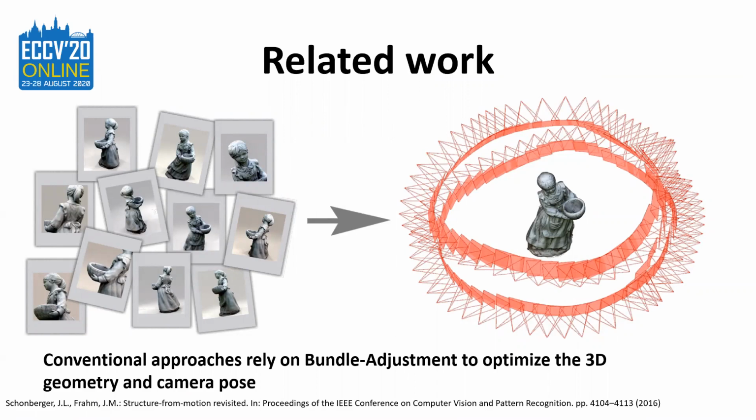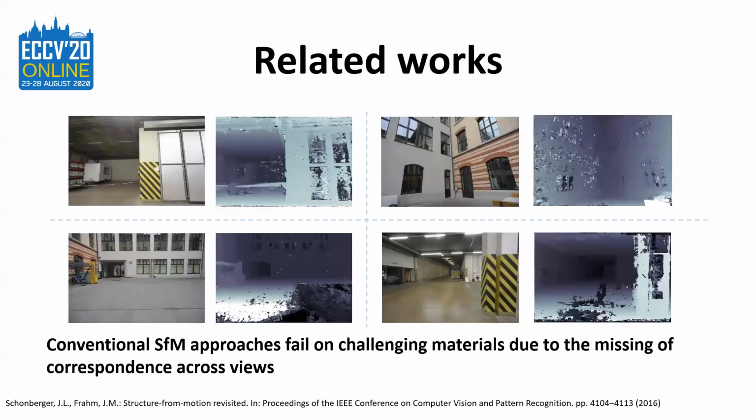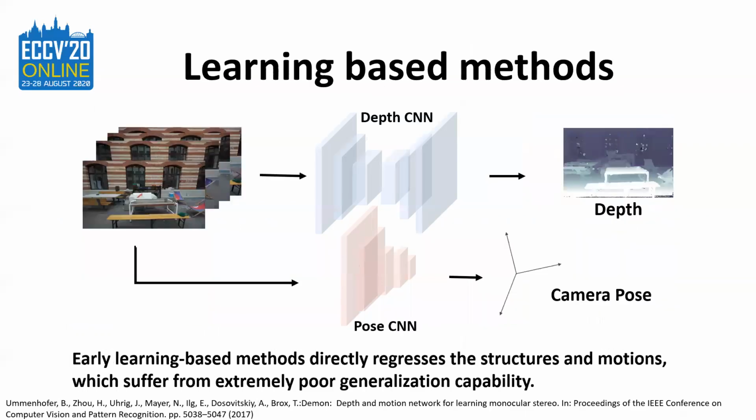on correspondences. However, these methods typically fail to reconstruct reflective, textureless, or transparent surfaces due to the missing of correspondence across views. In the era of deep learning, early structure from motion methods directly regress the depth values and camera poses, and they usually have extremely poor generalization capability.